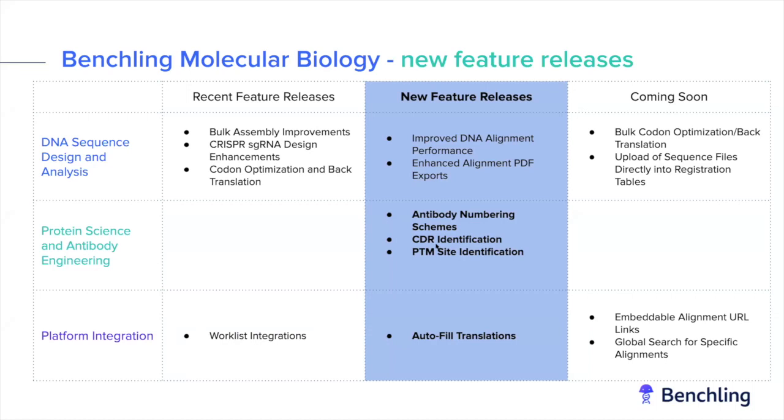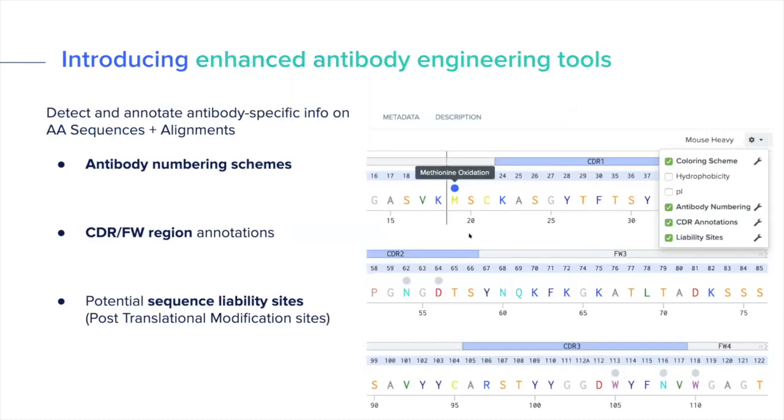The other set of items I want to highlight are around the antibody engineering features that Damien mentioned, and also the autofill translations feature. We have very recently introduced an ability for Benchling to detect and annotate antibody-specific information on variable domains of your amino acid sequences or amino acid alignments. This includes the ability to detect and add different antibody numbering schemes, from Kabat to Chothia and IMGT, to additional ways to detect and annotate CDR and framework regions of your variable domains.